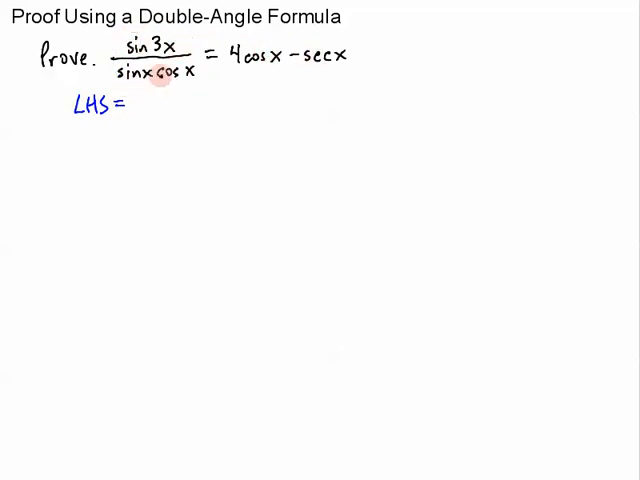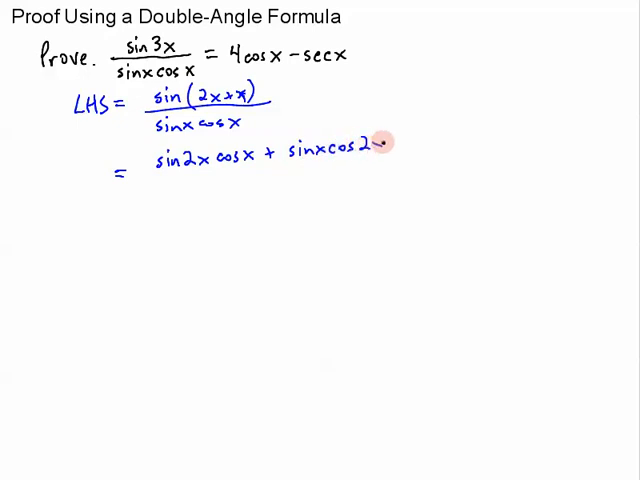So my goal is going to be to try to split this up into two terms like the right side. So the first thing I'll do is rewrite sine of 3x as sine of 2x plus x, right? So this is all over sine x cosine x. And I did that because now I can use my addition formula for sine to split the top up. So the addition formula for sine says this would be sine of 2x times cosine of x plus sine of x times cosine of 2x. And all of this is over the denominator sine x cosine x.